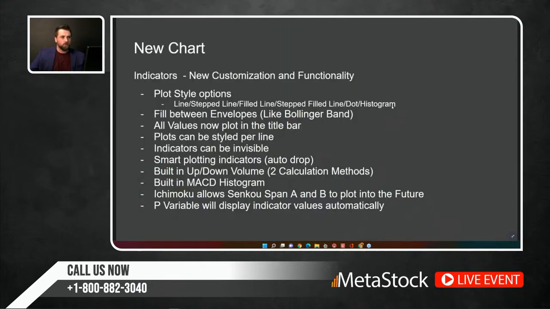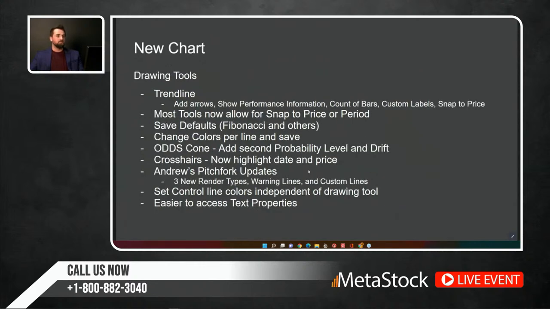Let's do just a quick review here. So we've gone over the different plotting styles. You can fill between envelopes, like Bollinger Band, you saw how we were able to fill between there and choose the different colors. We made lines invisible. Smart plotting, we showed you the MACD, up, down, Ichimoku. Also, for those of you that work with the P variable, it'll display the indicator values automatically now. So it just helps do those calculations for you. It's another user-friendly feature that we've added in.